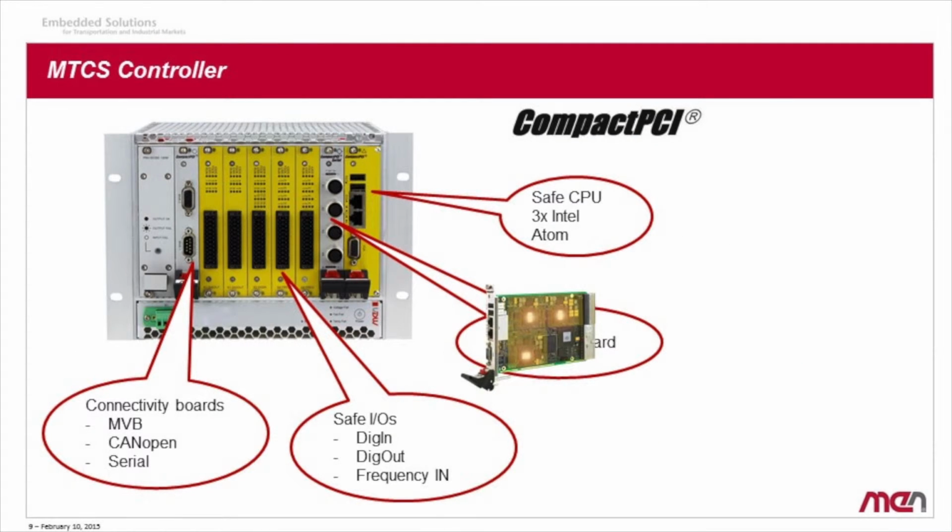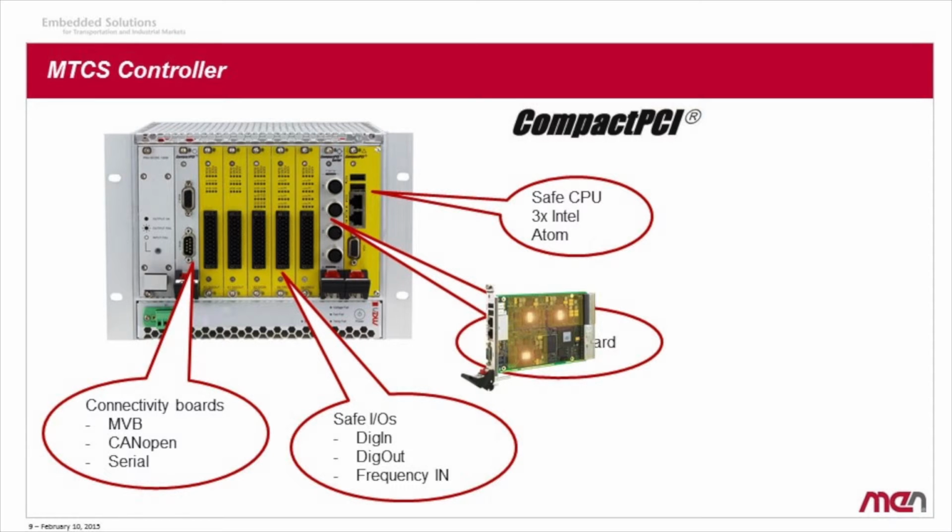So the main heart, as I mentioned, would be a train controller. In that example, we have a safety board, which is built up of 3 Atom CPUs. 2 are computing the safety story, and the third one is doing all of the I/O stuff.